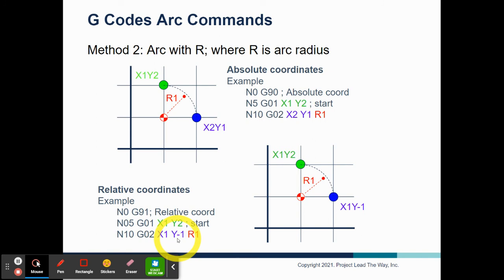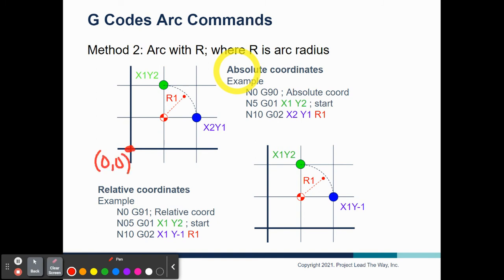So you'll see for the first example here, up at the absolute coordinates, you have your N0, G90. So we're telling it that we are going to program in our absolute coordinates. So everything's going to be relative to this 0, 0 point again. All right. So then you have a feed move, that G1, and you're going to move to the point X1, Y2. So you're going to move from here up to that green point. So then the next thing you're going to do is just say N10, G2. And then you're going to say what your endpoint is relative to your absolute coordinate system.